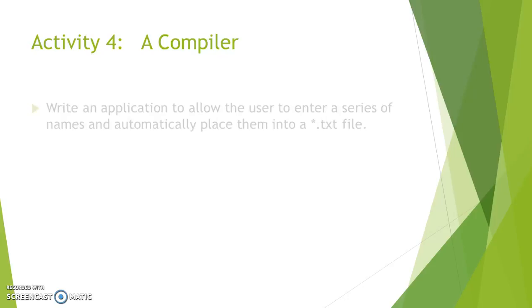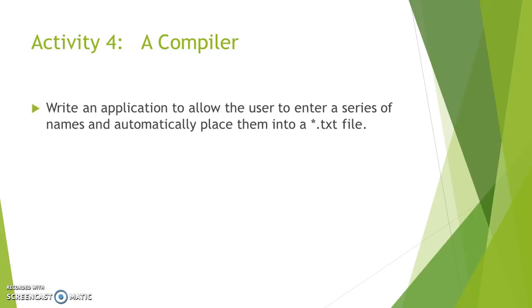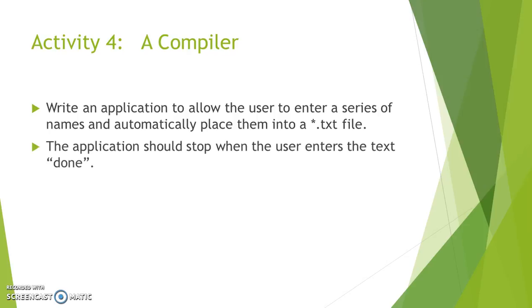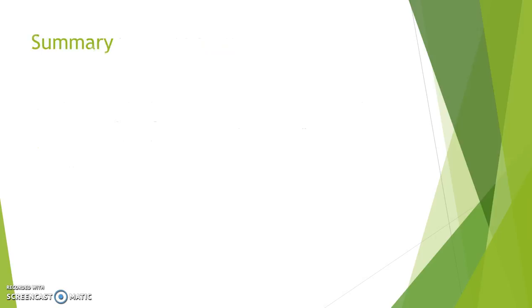So activity 4 is to create a compiler. What I'd like you to do is write an application to allow the user to enter a series of names and automatically place them into a TXT file. And this application should stop when the user enters the text done, so you'll need to be sure to incorporate a check in there. So go ahead and do that part.